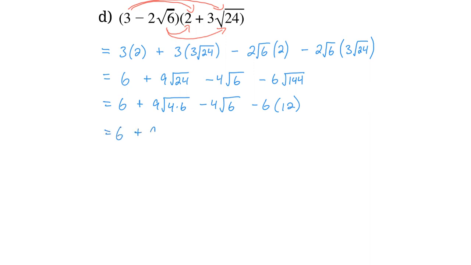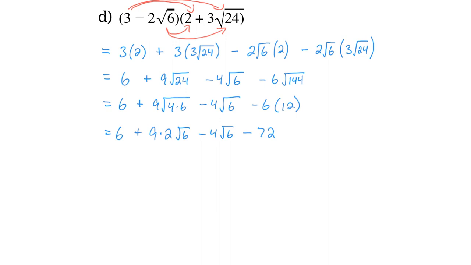And we're going to keep this plus 9, but the square root of 4 here is just 2, so we're going to change that to 2. And we're going to keep the square root of 6 because we can't simplify that any further. And we're going to keep this minus 4 root 6 because we can't change anything with that. But negative 6 times 12 is just negative 72, so we can change that.